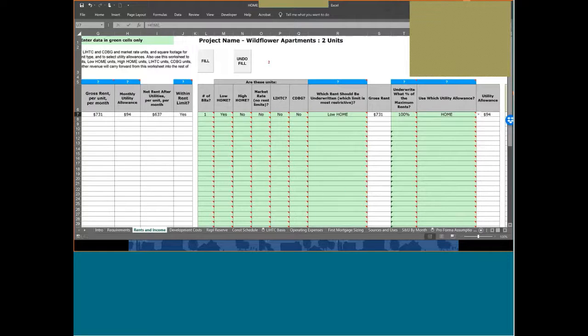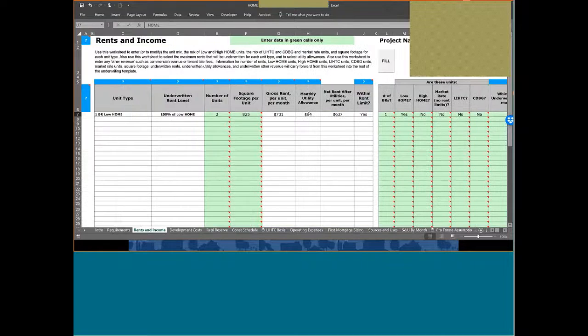And then as we scroll back, we can see that it has taken those inputs and has filled in a lot of the parameters. It says that they're 1 bedroom low HOME units. We're underwriting them at 100% of low HOME, the gross utility and net rent is what it is. And we would do that for each configuration. So to hit the fast forward button, I'm going to fill in the unit mix. And it does all of the calculations.